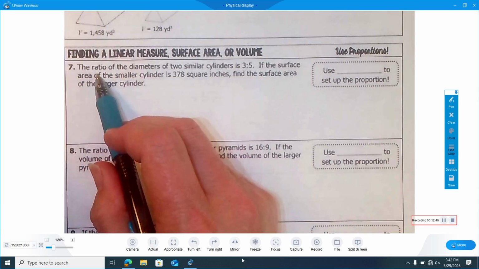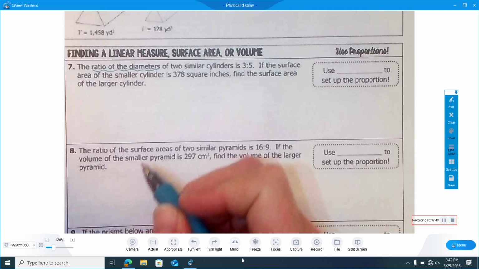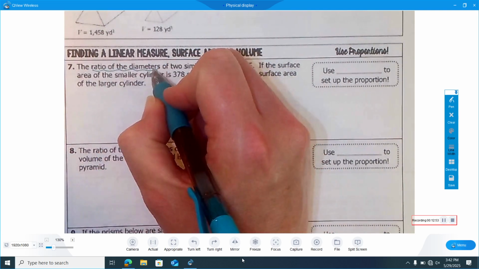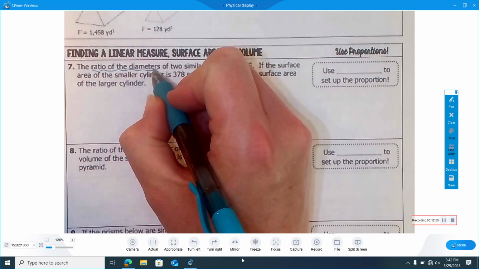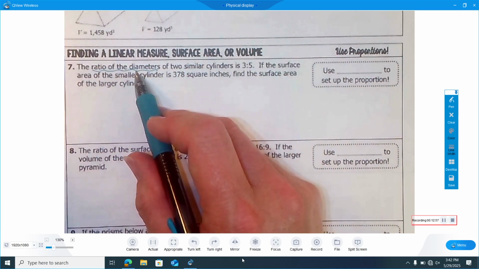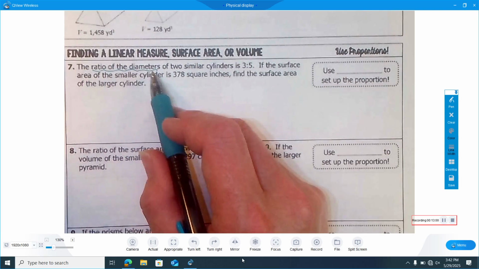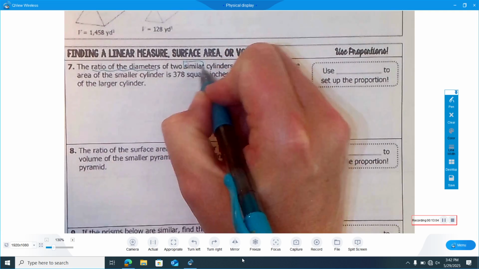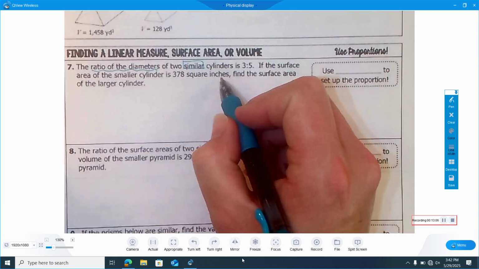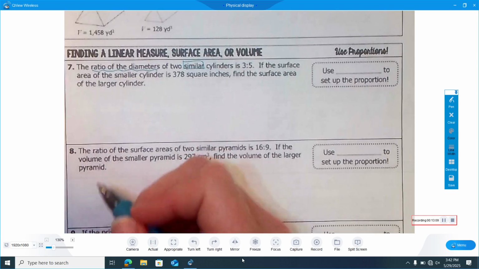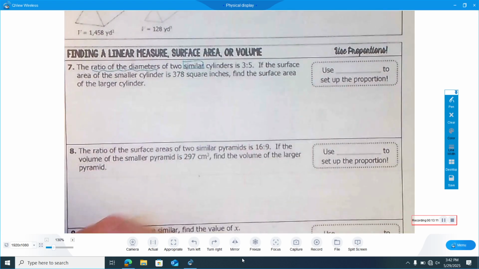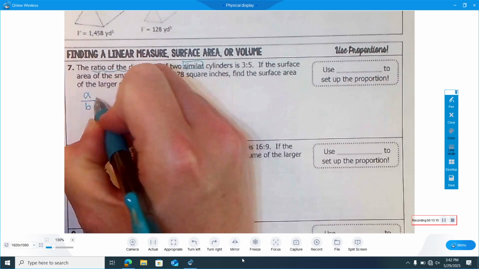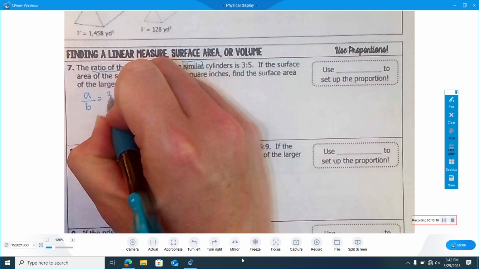All right, the ratio of diameter. So diameter is a length unit, like 8 centimeters or 8 millimeters. So that is a length unit, so this is going to give me my a and my b, my scale factors. So the ratio of diameters of 2 similar cylinders, it's important that we know they're similar, is 3 to 5. I'm going to write that down, the ratio of diameters, so they're giving me the a and the b. So that ratio is 3 to 5.